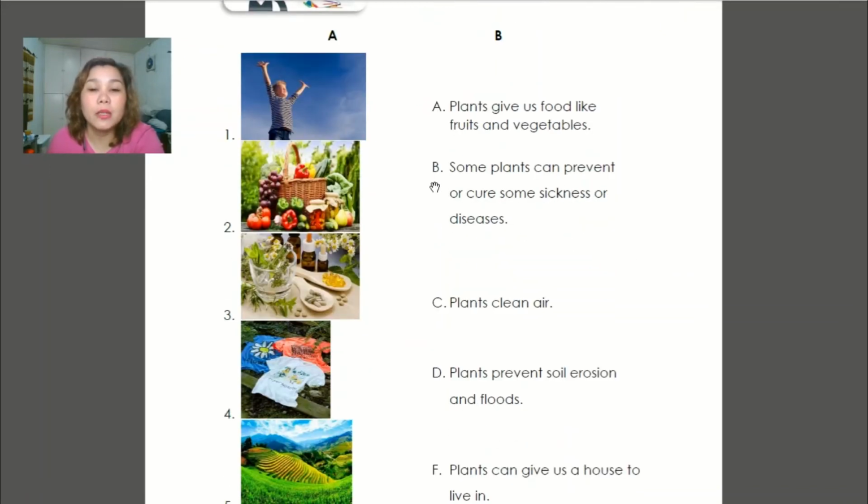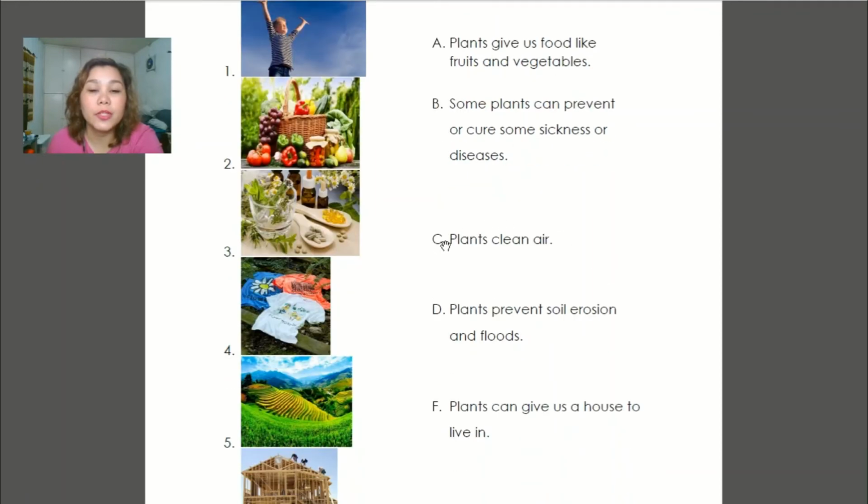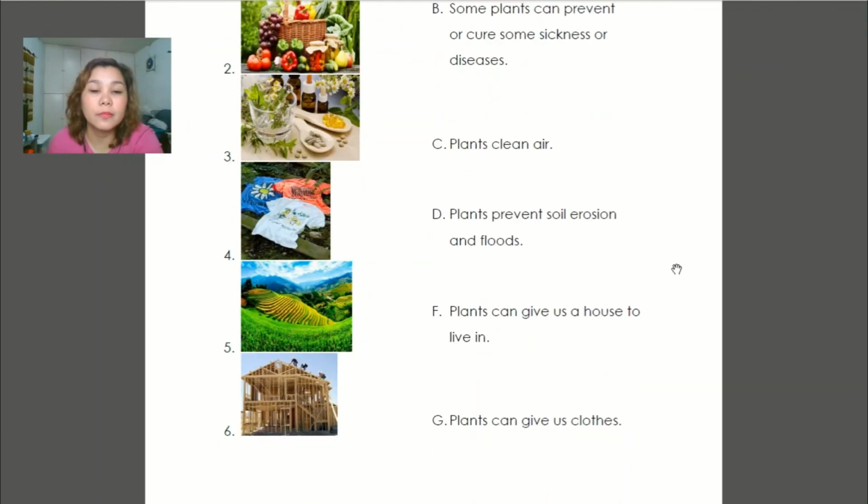Then letter B, some plants can prevent or cure some sickness or diseases. Next, letter C, plants clean air. Letter D, plants prevent soil erosion and floods.